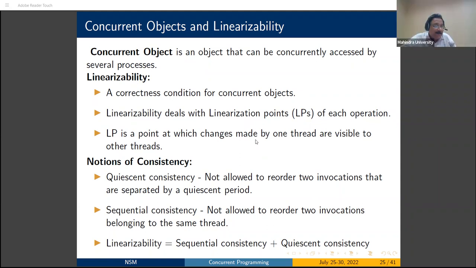Next one: priority can play a role to make tasks starvation free. Yes, that is true.